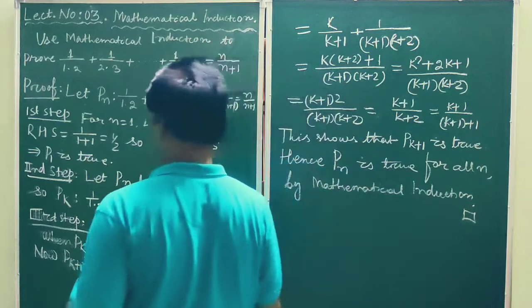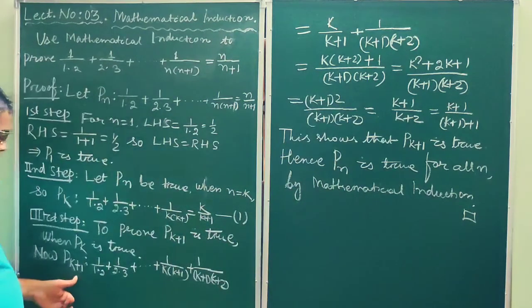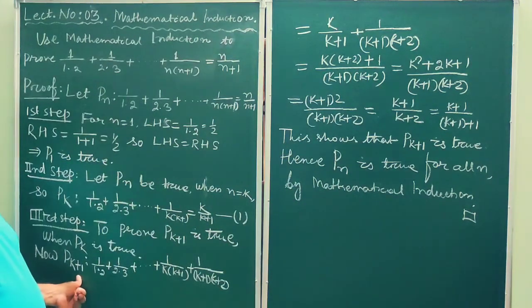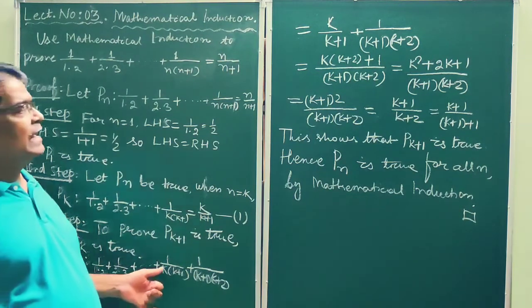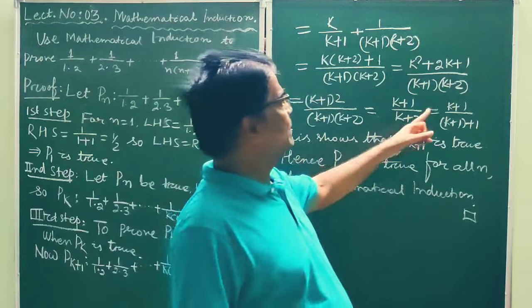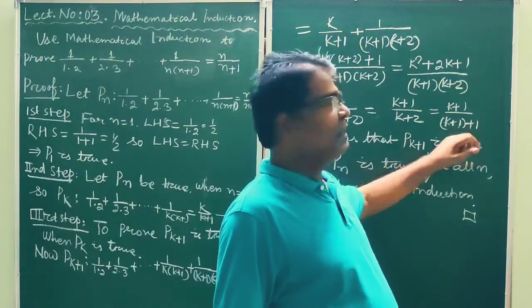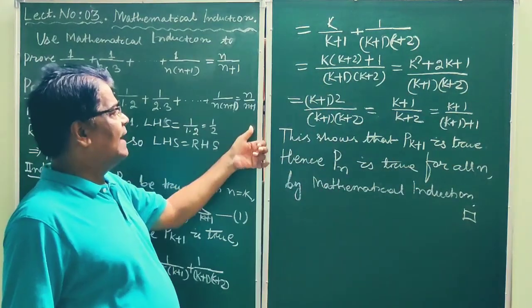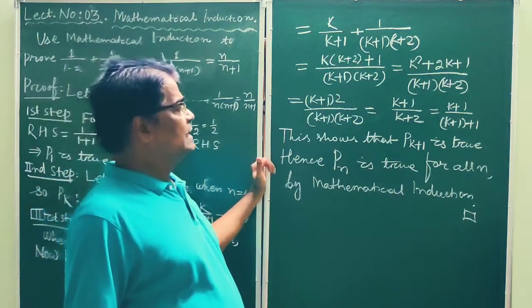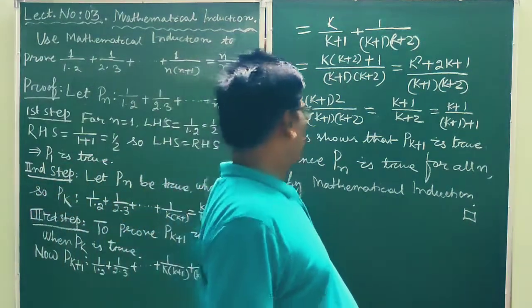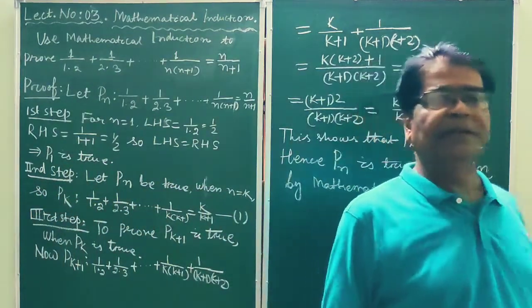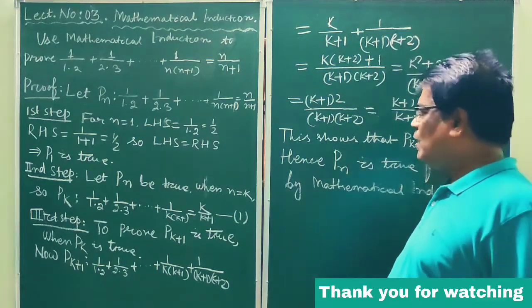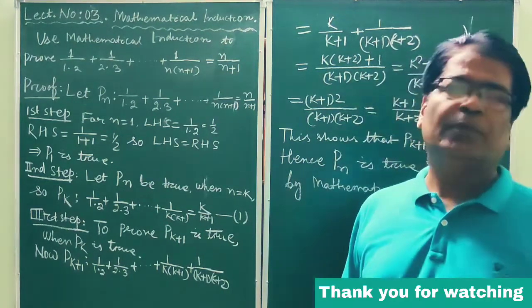So in this step, we have proved Pk plus 1 is true whenever it is true for Pk. And we get the expression is equal to k plus 1 by k plus 1 plus 1. That means in place of n we are getting k plus 1, so that Pk plus 1 is true. So by the principle of mathematical induction, Pn is true for all n. So the problem is solved.